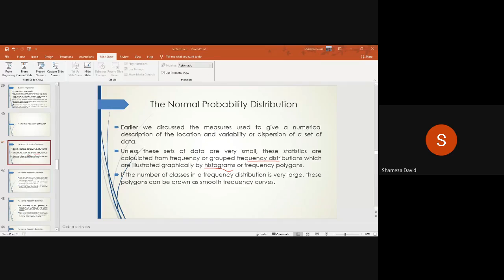So when we have continuous variables, the calculation of the probability of values of continuous variables, it has to be.